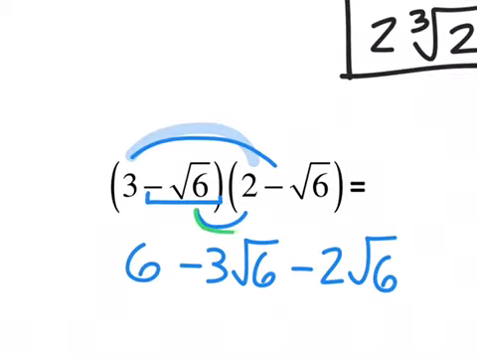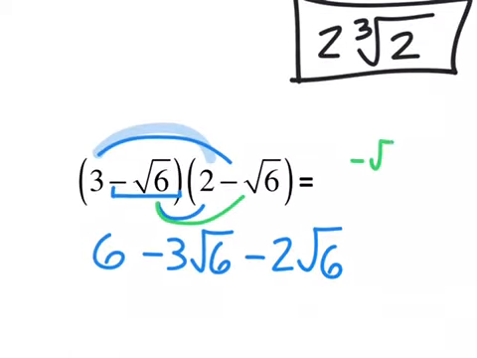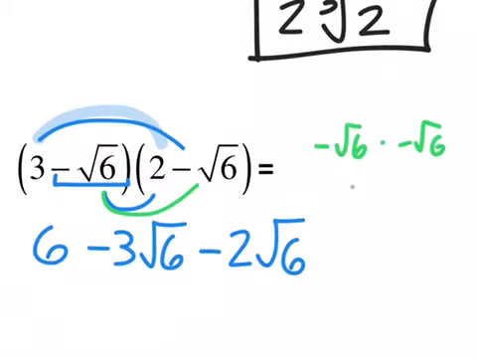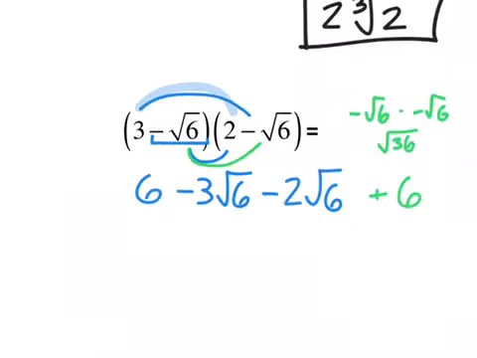And then on this last one, the green term, I've got negative square root of 6 multiplied by negative square root of 6. The negatives would cancel out, giving us positive. Square root of 6 times square root of 6 would be square root of 36, giving us a positive 6 there. And a shortcut on that is anytime a square root multiplies by itself, it always just becomes that term. We saw that when we were rationalizing. 6 plus 6 is 12.